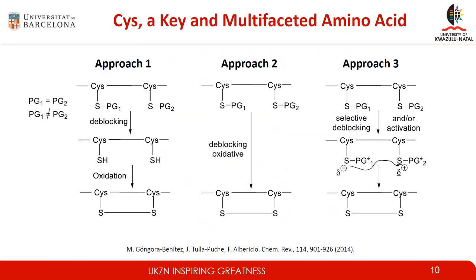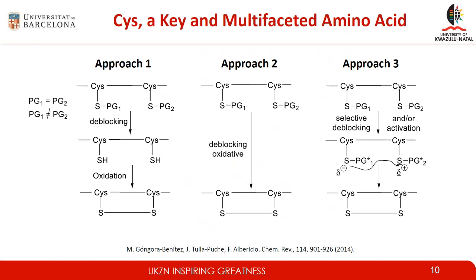There are three approaches to prepare disulfide bridges. The first approach: PG1, protecting group 1, and protecting group 2 can be the same or can be different. Both are deblocked at the same time to give the free thiols, and then we carry out an oxidation. In approach 2, we again have one or two protecting groups, but in that case we make an oxidative removal and directly we get the disulfide bridge.